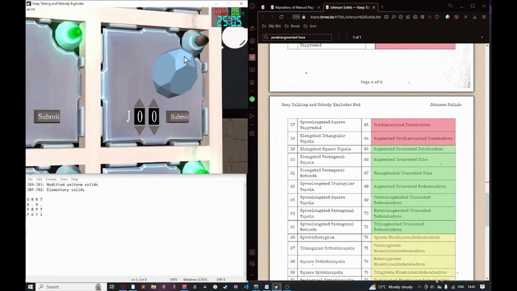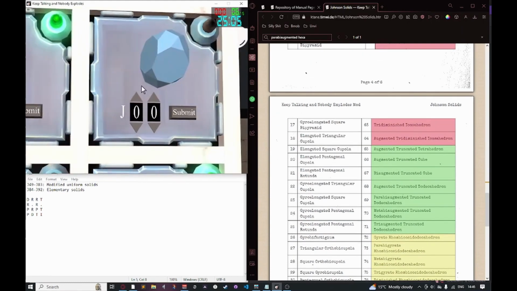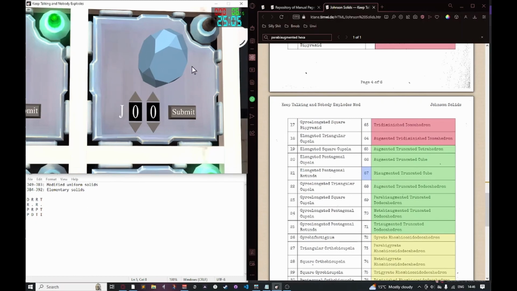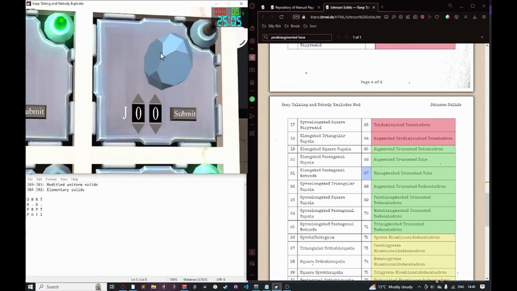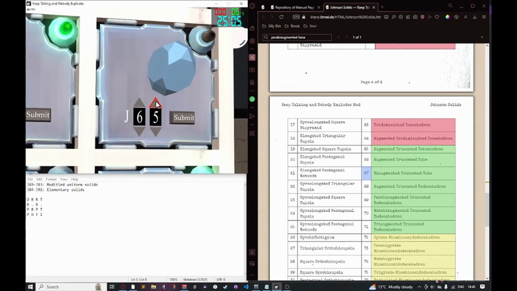Anyway, so here we have a truncated cube with 1, 2 augments. So this is a bi-augmented truncated cube. Importantly, we don't say whether it's para or meta, because if it was meta, i.e. if we had an augment here and here, then it would no longer qualify as a Johnson solid. So there's no need to make that disambiguation, so we just call it a bi-augmented truncated cube, which is 67.